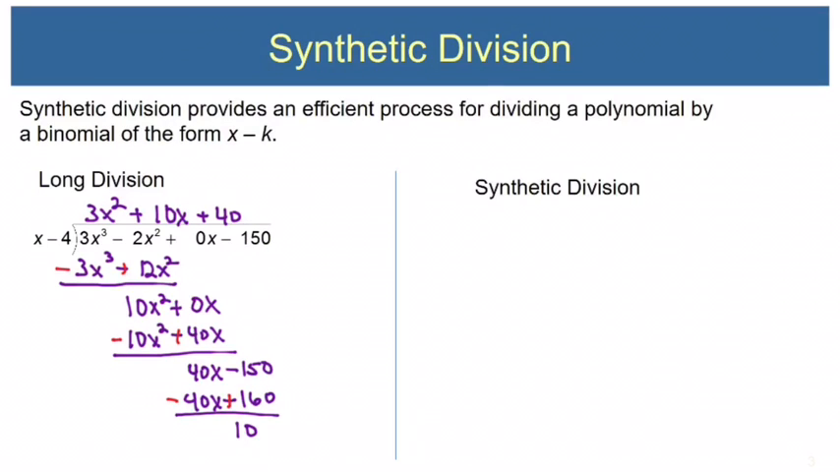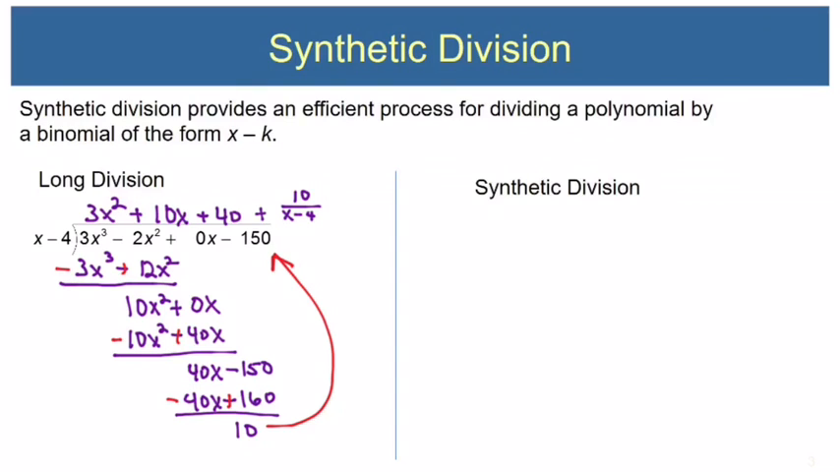And because there's nothing left to pull down, this 10 is a remainder. And you remember from elementary school, when you have a remainder, it becomes the top of a fraction, and the bottom is what you were dividing by. So we'll have here plus 10 over x minus 4. So our quotient is 3x squared plus 10x plus 40 plus 10 over x minus 4.